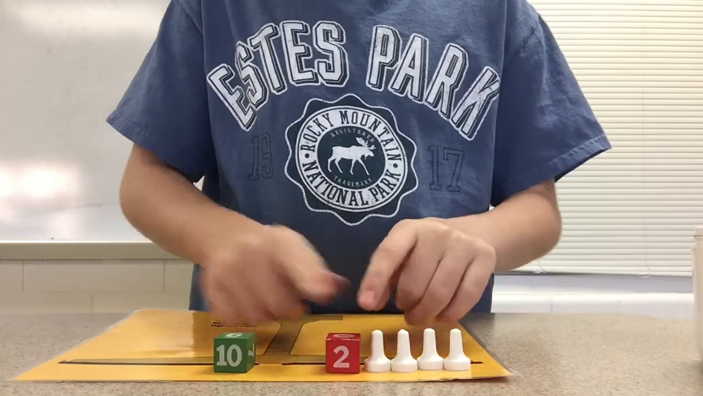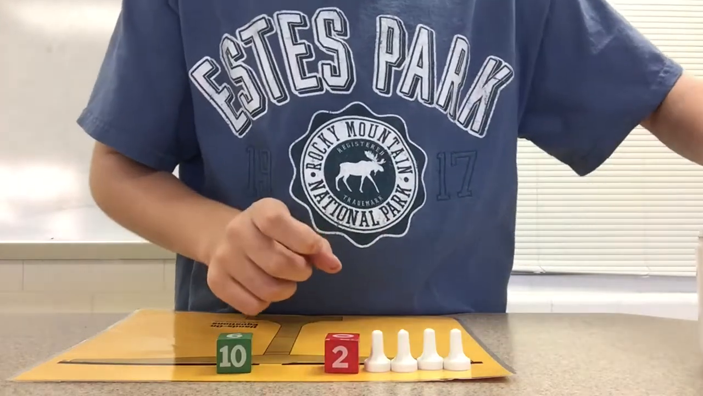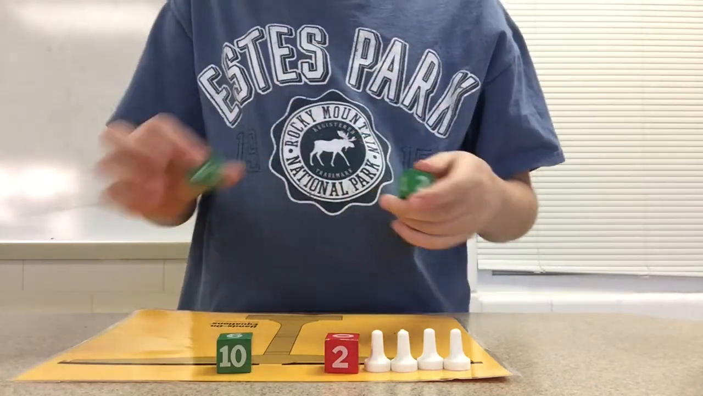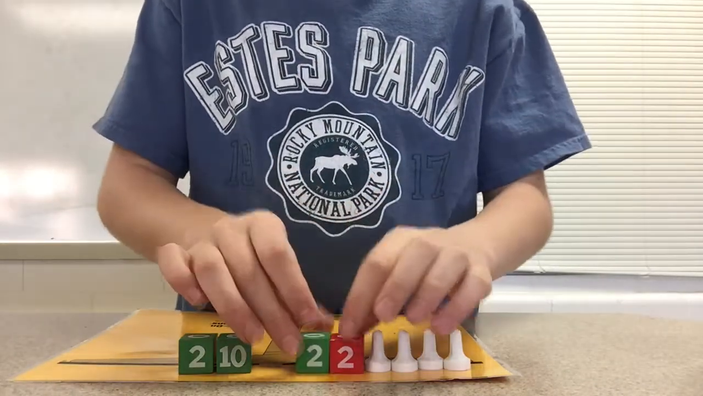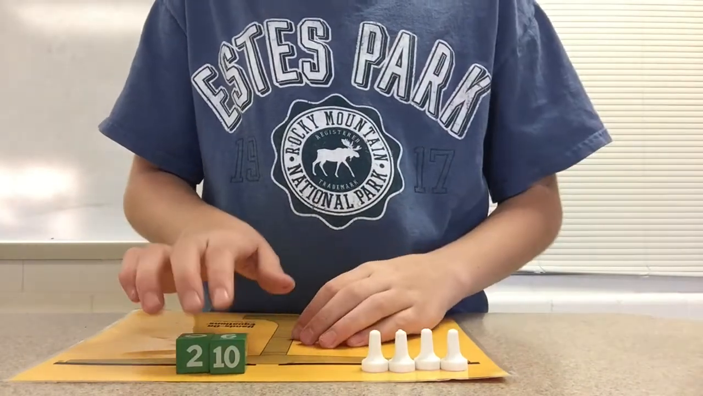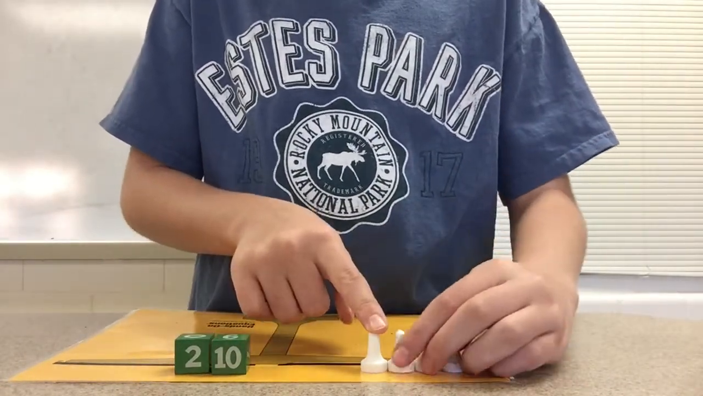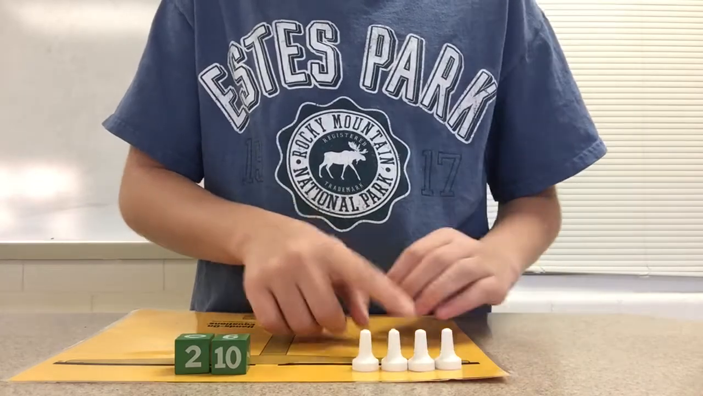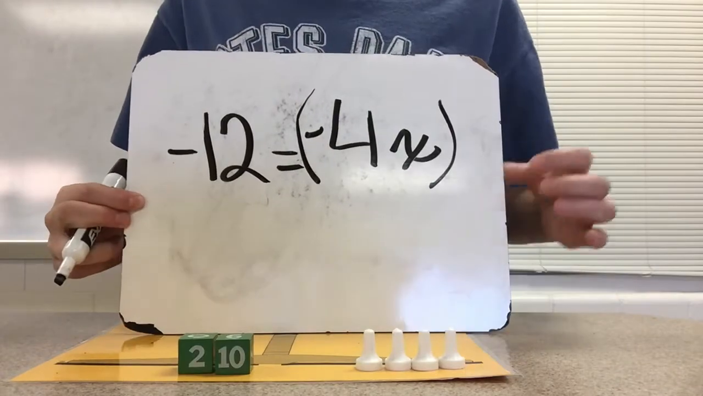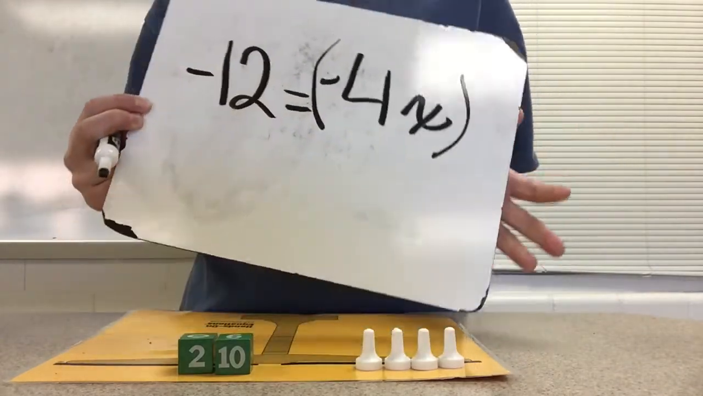So now we're going to get rid of this 2. To do that, we need to add a green 2 to each side. So a green 2 and a green 2. And that would make this a pair of 0. So now we have 12 equals the opposite of 4x. So to do this, we have negative 12 equals the opposite of 4x.